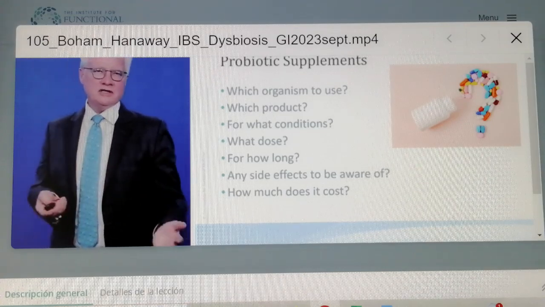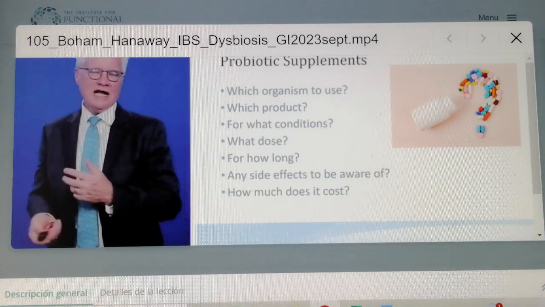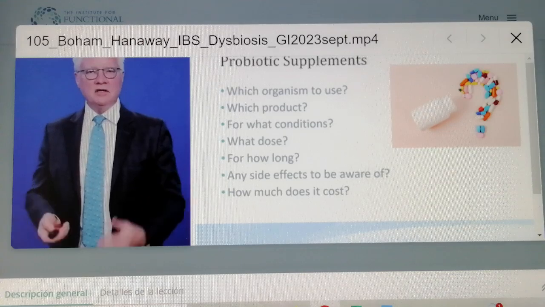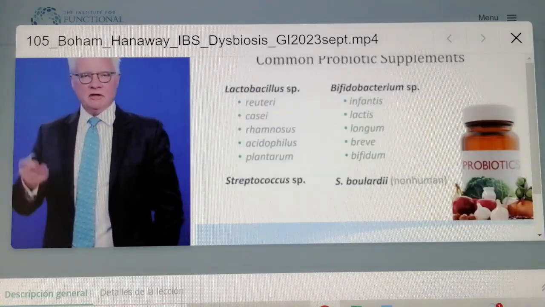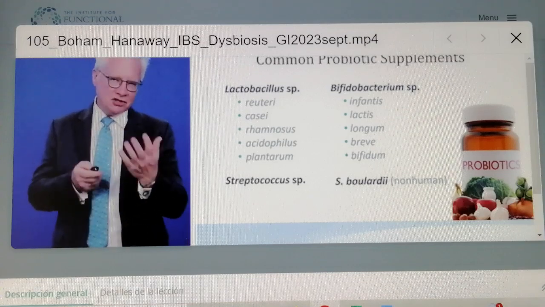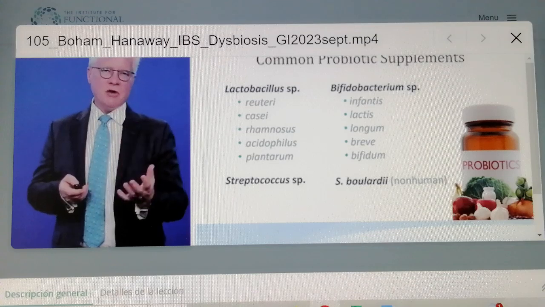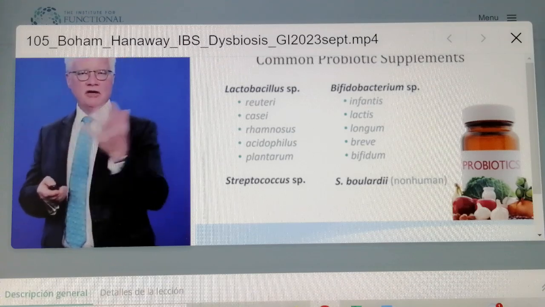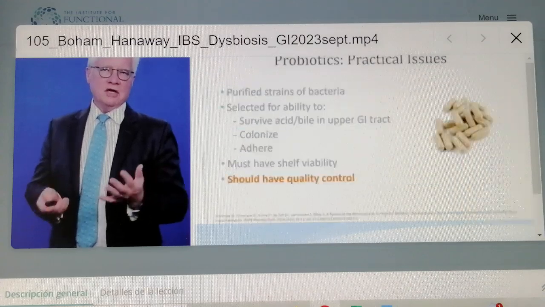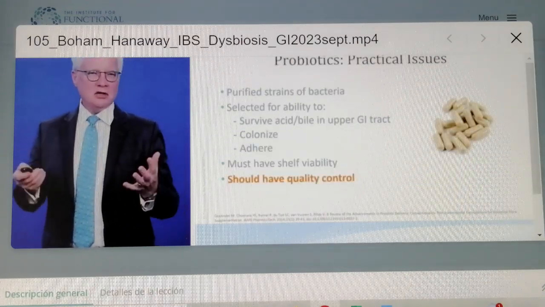So, which organism do I use, and for which product, and for how long, and does it need to be refrigerated, and what happens if it's not, and what are the side effects, and how much does it cost? So the common probiotic supplements are going to have lactobacillus and bifidobacter in them. That is the definition of what a probiotic is. It includes Streptococcus species, Strep thermophilus, and it includes Saccharomyces boulardii that I mentioned earlier, which is a subtype of brewer's yeast.